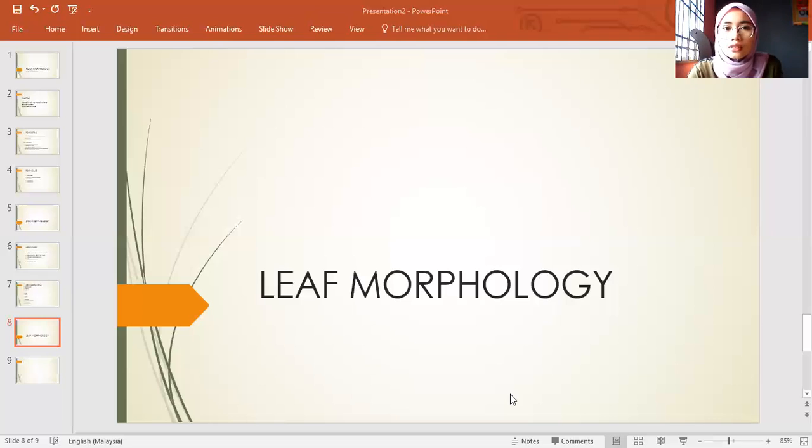Whorl, decussate, distichous. Shape variation. We have acicular, which is needle shape. Cordate, which is heart shape. This is heart shape, yes.